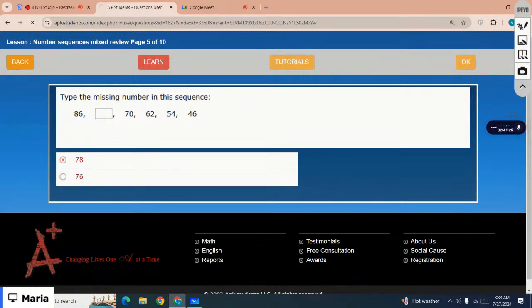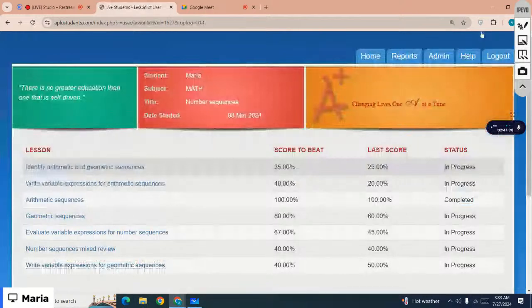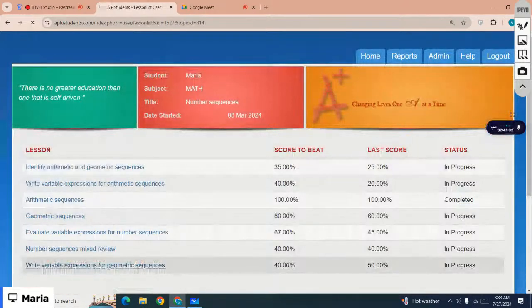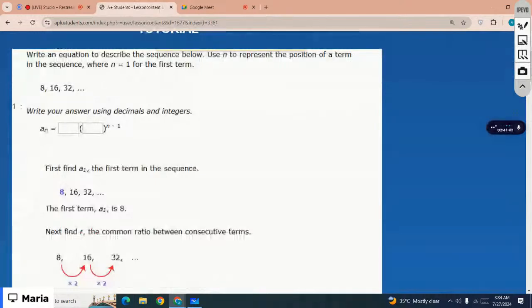The next lesson is write variable expressions for geometric sequences. Okay, write an equation to describe the sequence below. Equation of a term in the sequence where n equals 1 is the first term. Okay, you have to write down the expression, right? Mathematical expression for the geometric sequences, right?